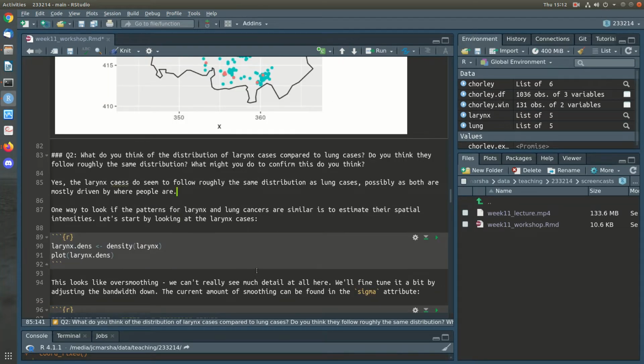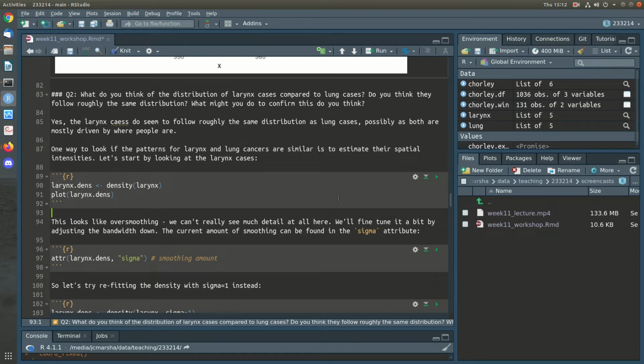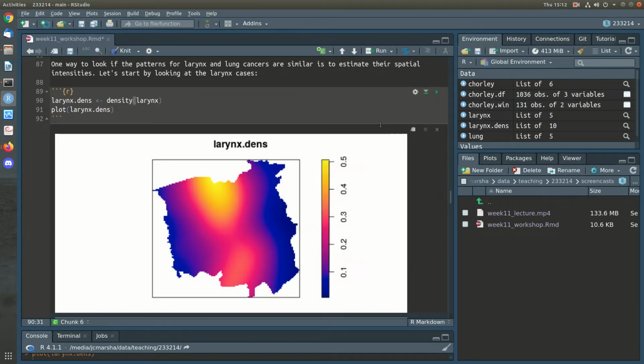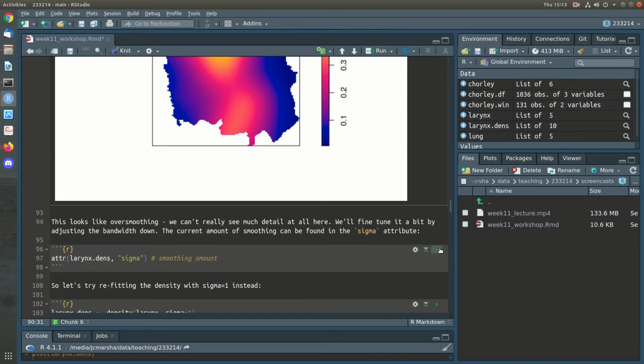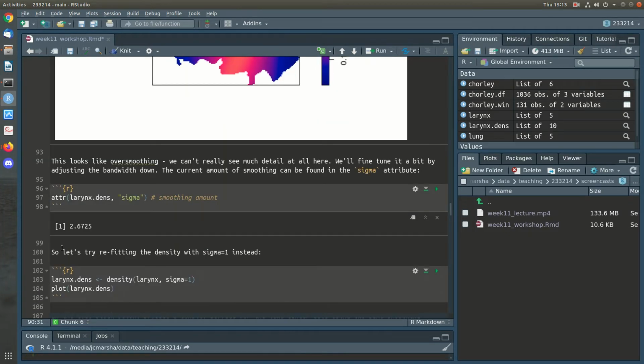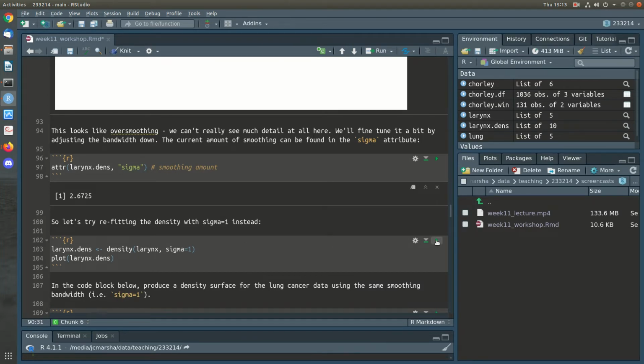Okay, so let's start having a look at the pattern. We could use density from the spatstat package. So there's the density of larynx cases. Notice that this is quite strongly over-smoothed. While we don't have much data here, we expect to have a little bit more detail than just two big blobs. So we could have a look at what the smoothing amount is at the moment. It's currently 2.7, and we could perhaps reduce it a bit.